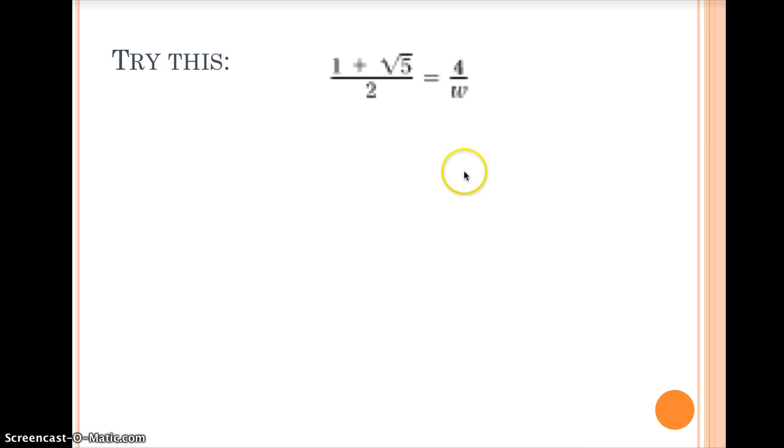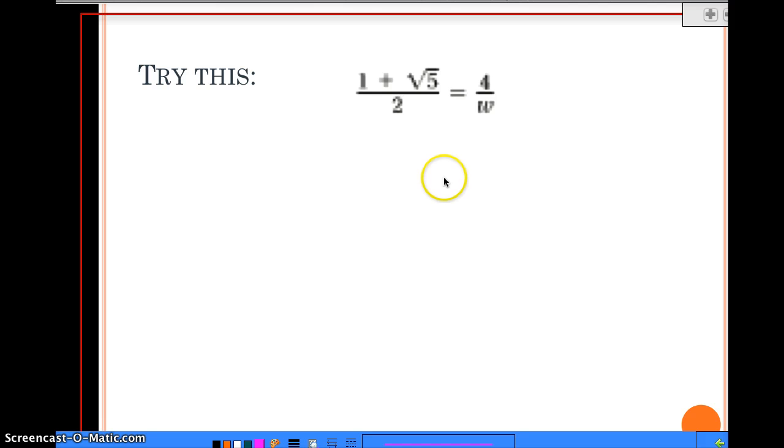Okay, let's try this one. This will be the last question since I am running out of time. Notice one of the things you should be able to pick up on is it's a proportion. So let's go ahead and cross multiply.